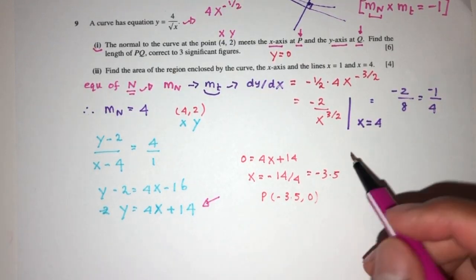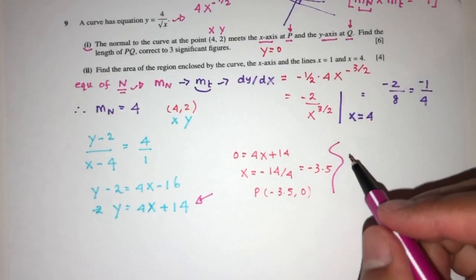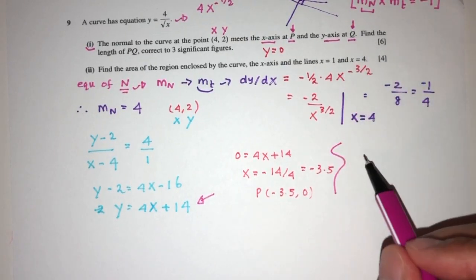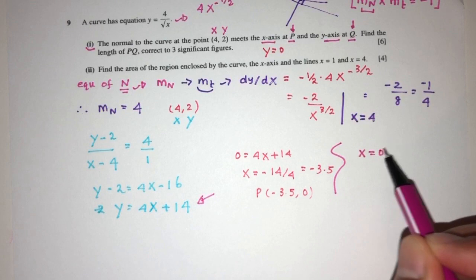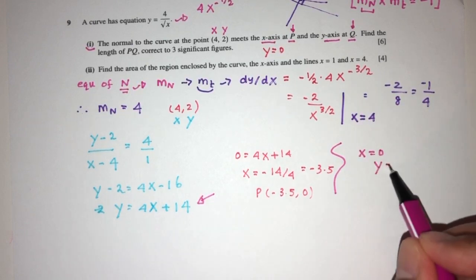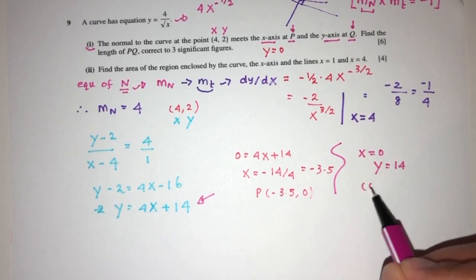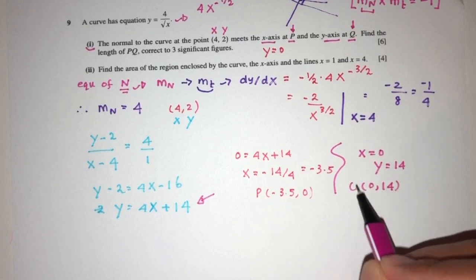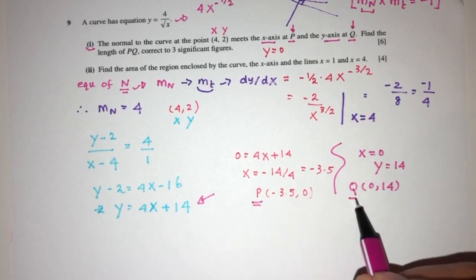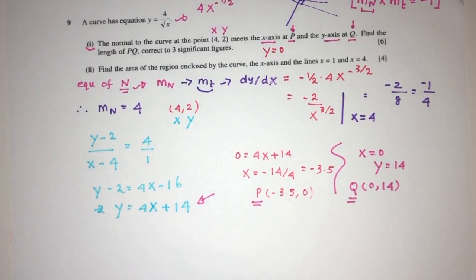Now moving on to the next one. On the y-axis, the value of x has to be 0. Replace, you will have y equal to minus 14. So the passing point will be (0, minus 14). That will be the point Q. P and Q, we have found the values. Now we have to find the length of PQ.